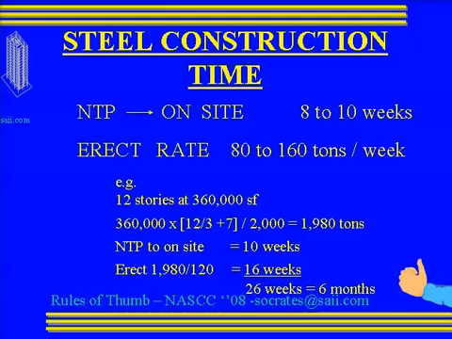So let's say we have a 12-story building, 360,000 square feet. And of course we know how much it's going to weigh, right? It's 12 over 3 plus 7 pounds per square foot. You multiply that, you have about 2,000 tons. And say it takes 10 weeks from the notice to proceed, and it takes 16 weeks to erect, using the average of those numbers. So therefore it would take 6 months.